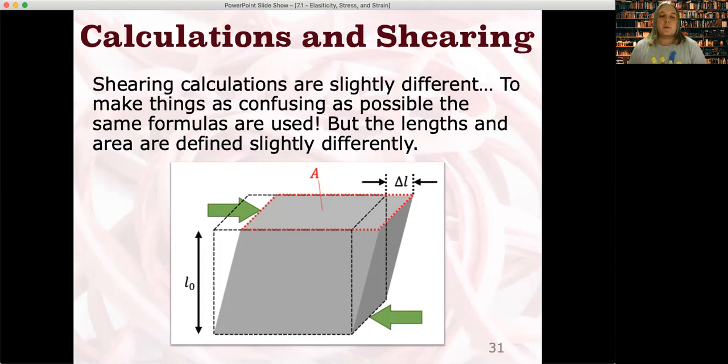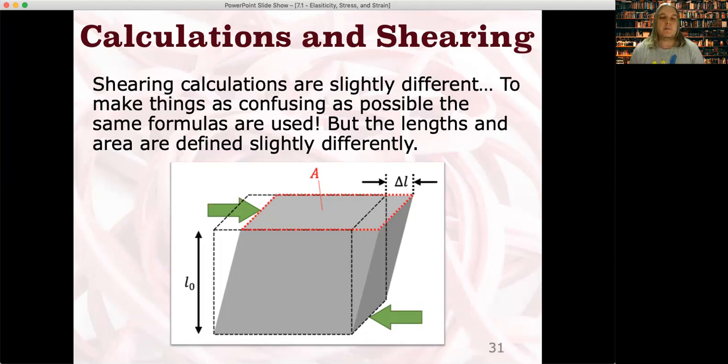The length that we care about, the L naught, the original length, is actually the one perpendicular to the forces. So in this case, the height of that block. And the change in length is essentially how much it tilts over. So from where the block started, how far does that point move across?